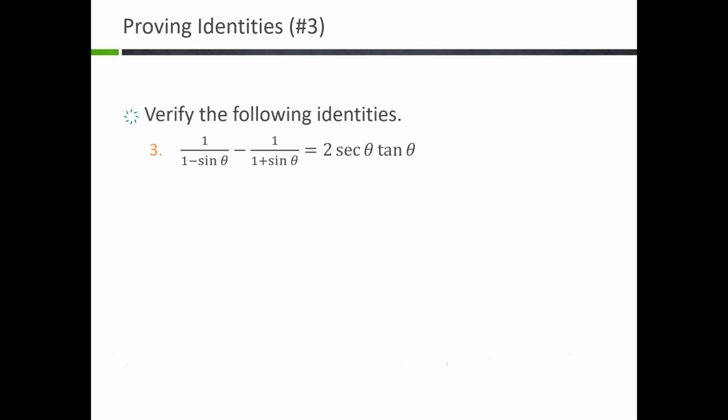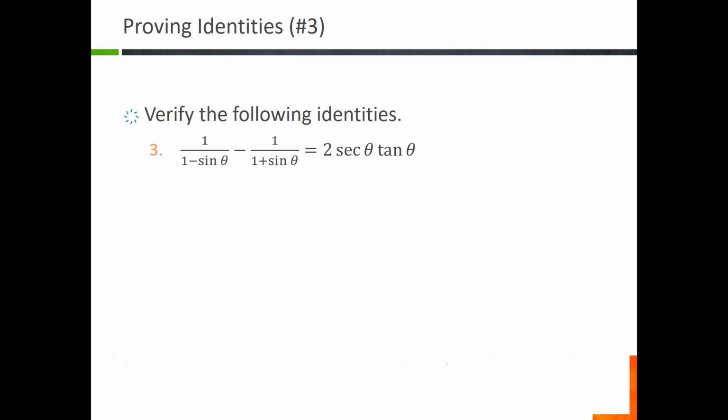All right, let's look at one more example and then we'll be done. Again, this one's kind of a complicated one because we've got fractions in here again. So we have the fraction 1 over 1 minus sine theta minus the fraction 1 over 1 plus sine of theta, and we want to show that that is in fact equal to 2 secant theta tangent theta.